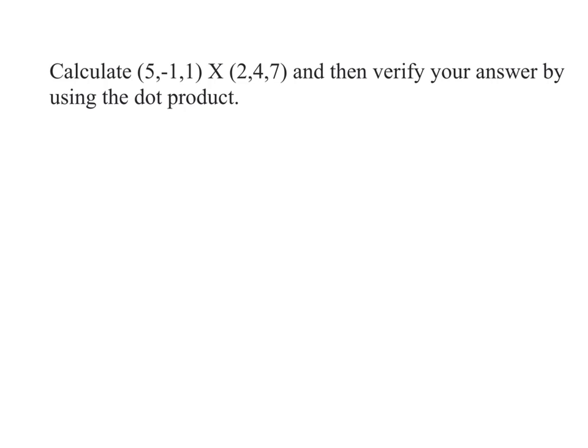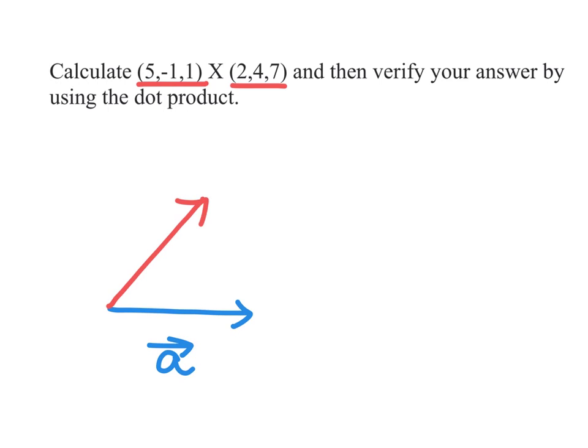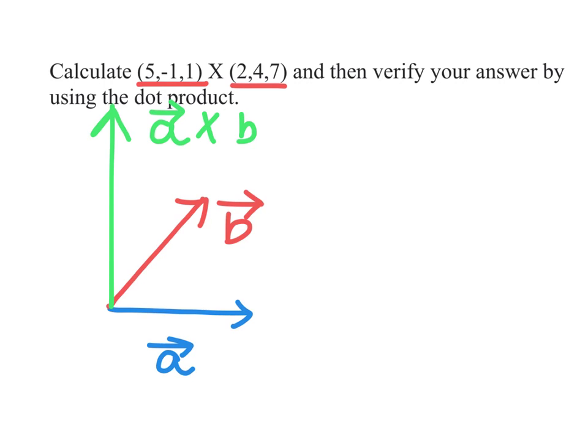So here we're asked to calculate the cross product of these two vectors and then to verify our answer by using the dot product. So let's begin by reviewing what exactly the cross product of two vectors is. Suppose you have a vector called vector A, and then you have another vector called vector B, and they're placed tail to tail.